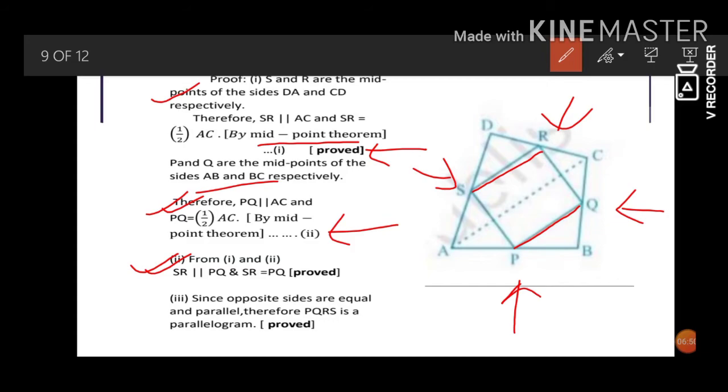The third part was we have to prove PQRS is a parallelogram. By property, we know that when two opposite sides of a quadrilateral are equal and parallel, we can say the given quadrilateral is a parallelogram. Here also we can see SR and PQ are parallel as well as equal. So opposite sides are equal and parallel. Therefore PQRS is a parallelogram.